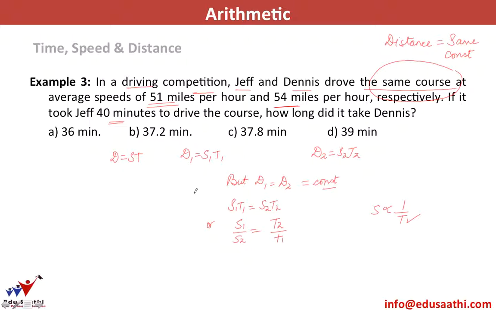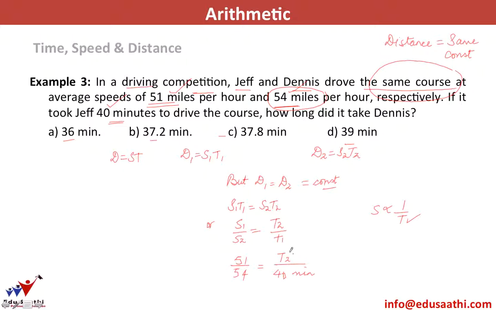Now if I look here, 51 and 54, this has a higher speed, so it will take a lesser time. My answer should be less than 40. All the answer options are less than 40, which is a good choice for answer options. So I put in the values. 51 over 54 would be equal to the time taken by the second one, which is Dennis, over the time taken by Jeff.